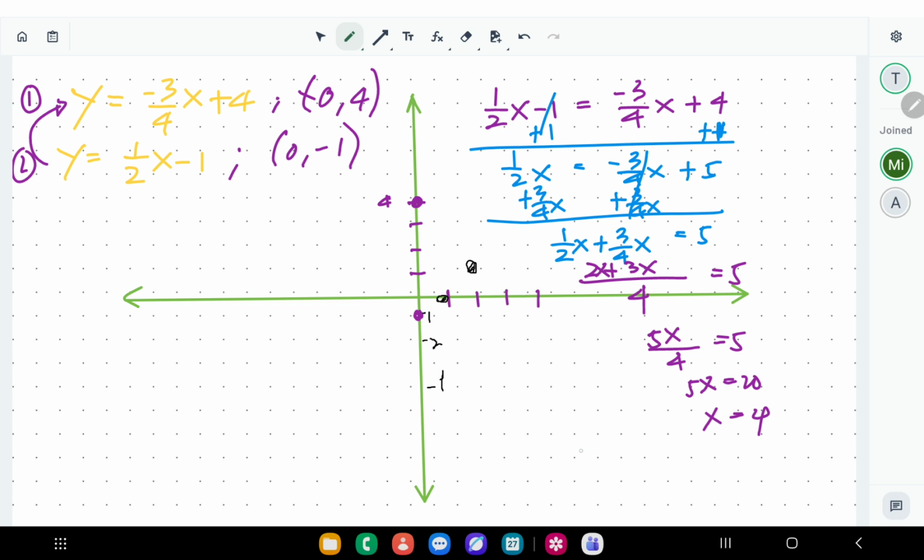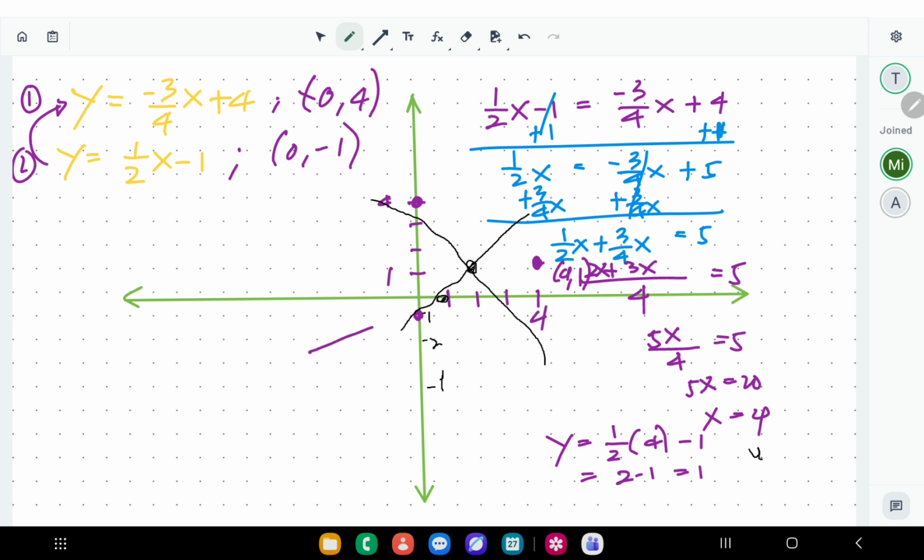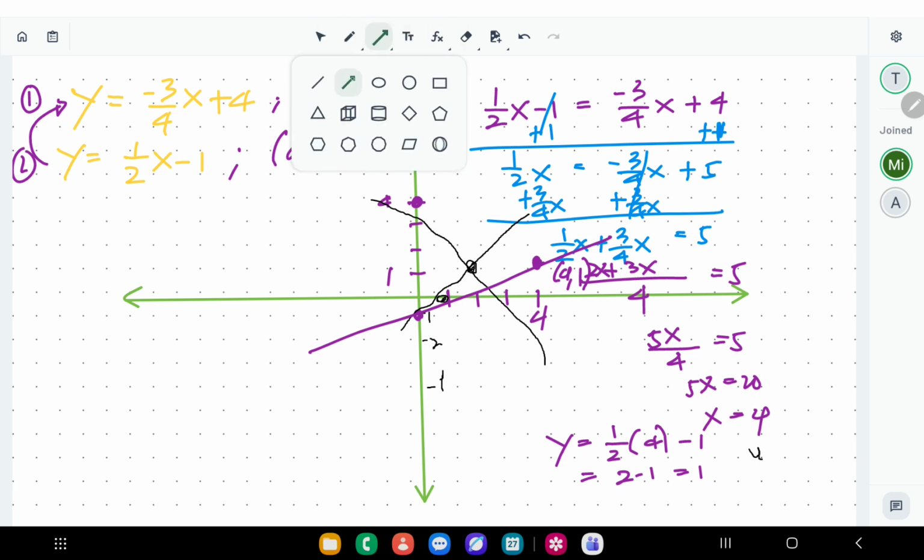So you can solve now for y. So y equals 1/2 times 4 minus 1. So this is 2 minus 1 equals 1. So our point of intersection is 4, 1. This is 4, 1. Yeah, so the point of intersection is this one. Yeah, so your graph should look like this.